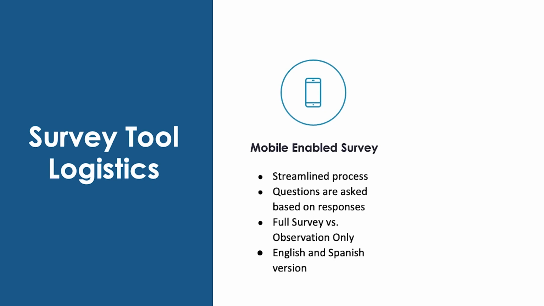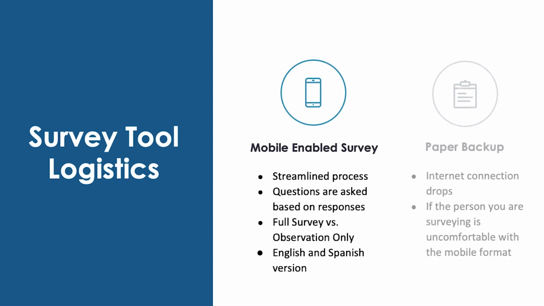This means you will be automatically directed to the next question based on the respondent's answer. There are also two different versions of the survey, the full version and the observation-only version, which I'll explain in further detail shortly. There will also be a paper backup of the survey which should only be used in specific situations, such as if your internet connection drops while you are administering the survey, or if the person you are surveying feels uncomfortable with the mobile format. All questions on the paper survey match up exactly with the mobile version.